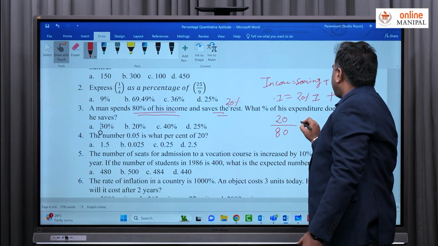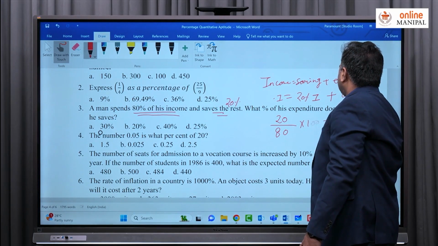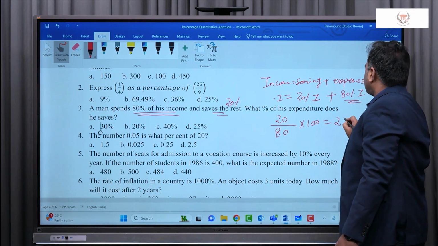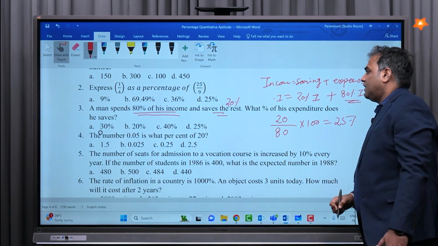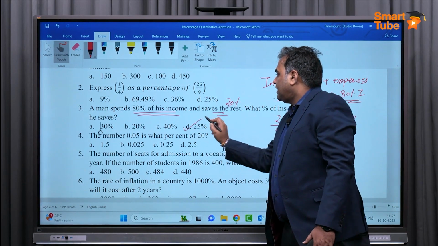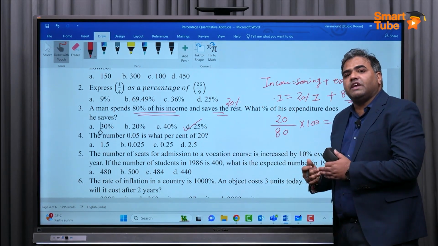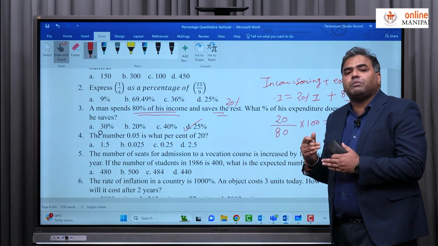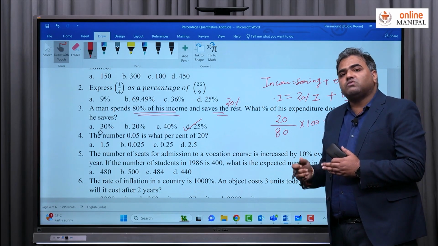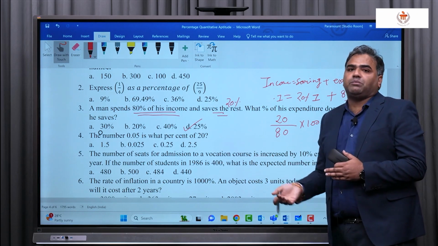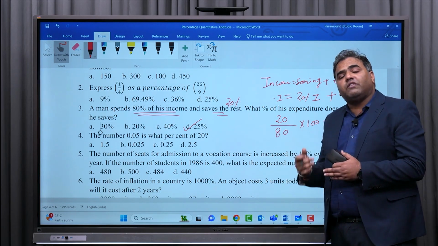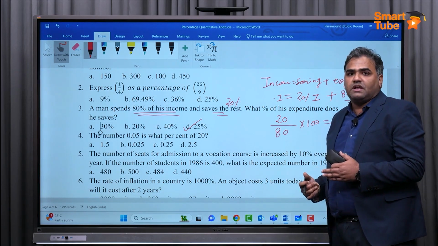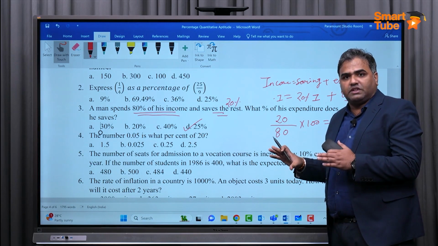So 20 by 80 into 100. This is 1 by 4. If you solve this, you will get 25%. Simple, right? Here they are asking you saving is what percentage of expenditure. They are not asking you saving is what percentage of income. Saving is what percentage of income? That is 20%. Here they are asking you saving is what percentage of expenditure. I hope you are getting clear with the part.